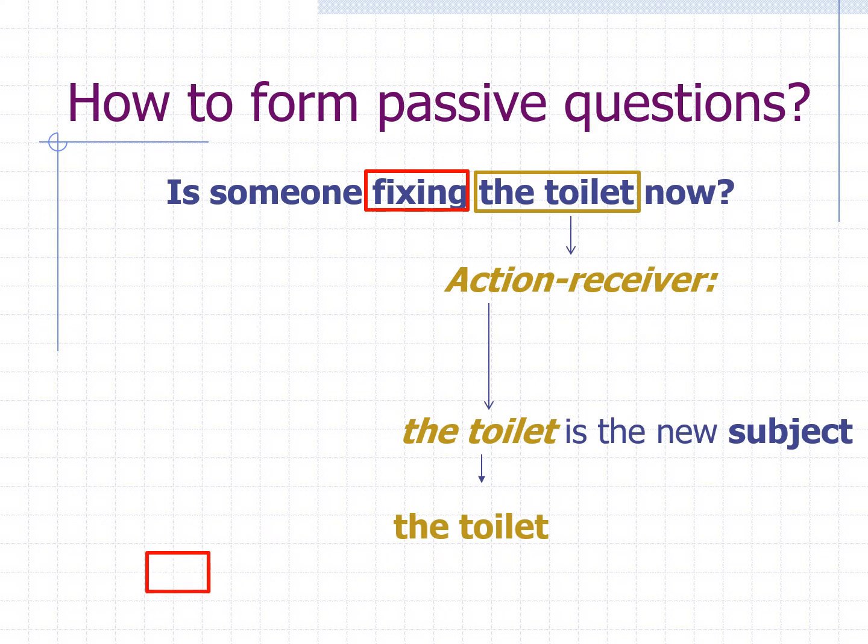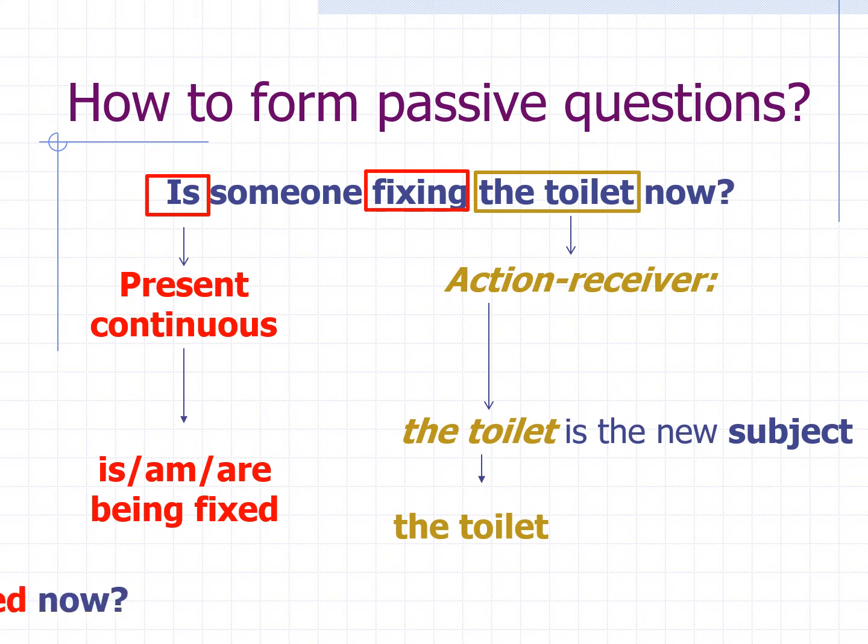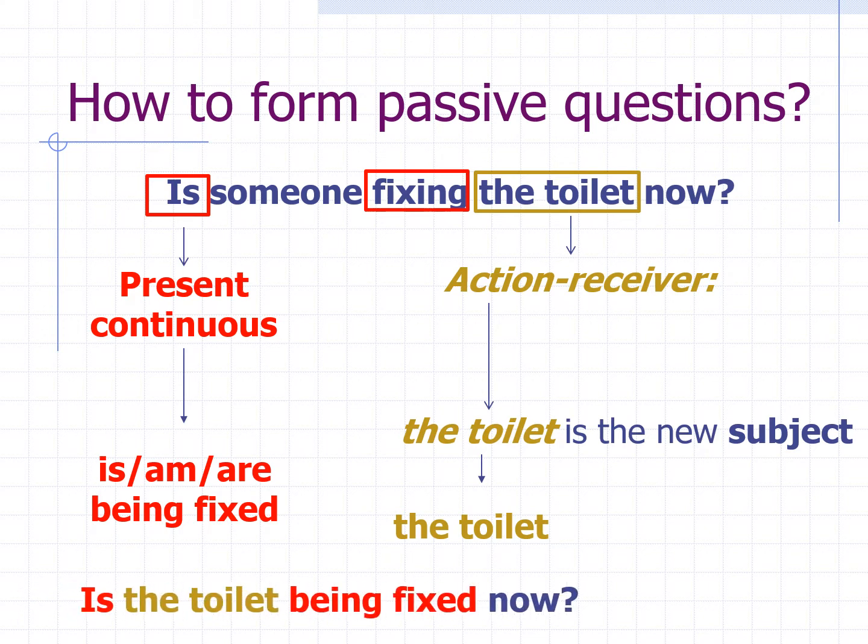Okay, now we look at the auxiliary verb, is, and then with the main verb fixing, that would be a present continuous tense. And if you remember, in present continuous tense, the passive verb would be is, am, are with being, and then the PP fixed. Okay, the PP of fix would be just adding ed at the end. All right, so we have the question, is the toilet being fixed now? Okay, remember the order for a question: auxiliary verb, and then the subject, and then the main verb.